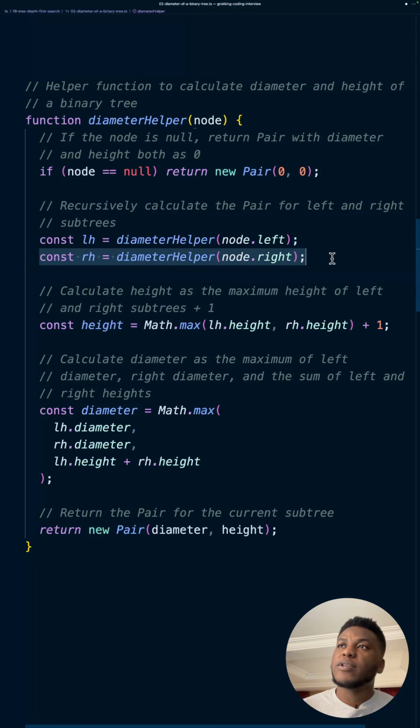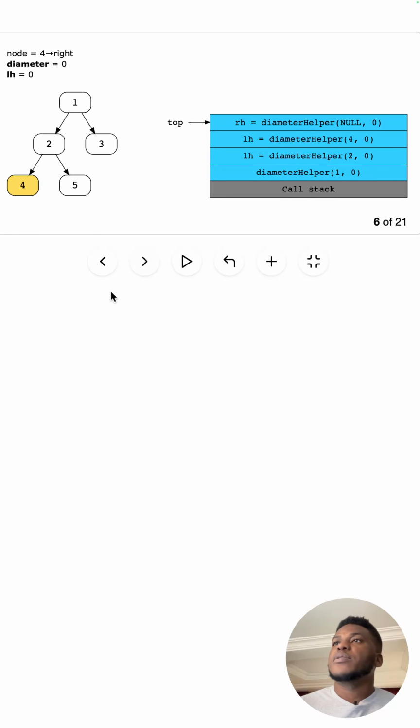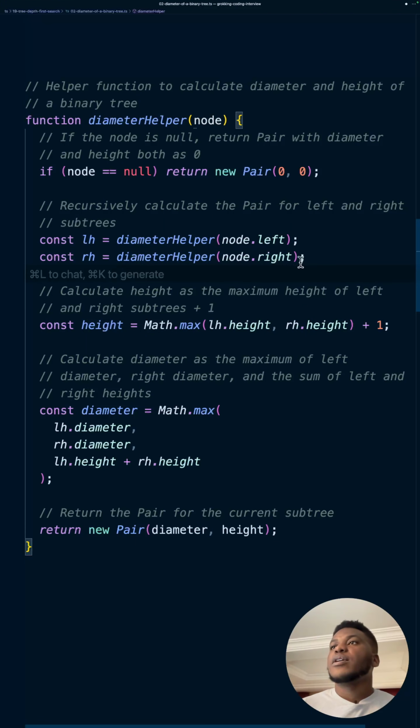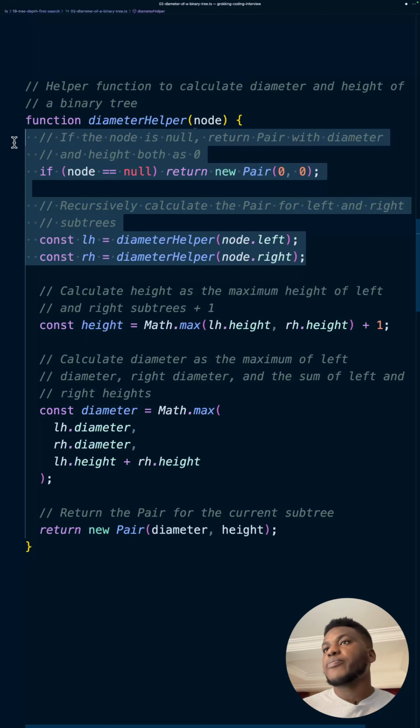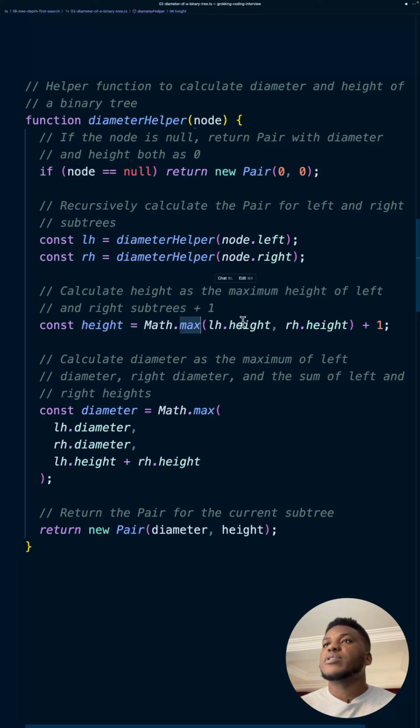We're at the leaf node with the value of 4. We do the right-hand side, and it gives us 0, 0 as well, as you can see here. Then we pop that and come back to the function execution for 4. It's completed everything up until here. Then we get the height, and we take the maximum height between its left and right subtrees.